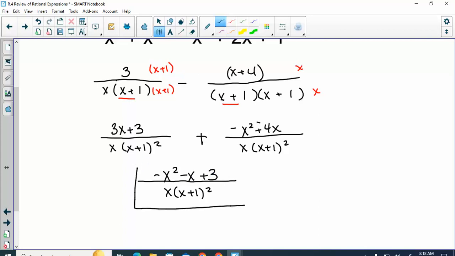If you have the terms in a different order on top, that's fine. Order doesn't matter, I just typically put them in decreasing order. I want to give you guys one of these to try, and if we do okay with that, then we're going to move on to the last type of problem in this section.